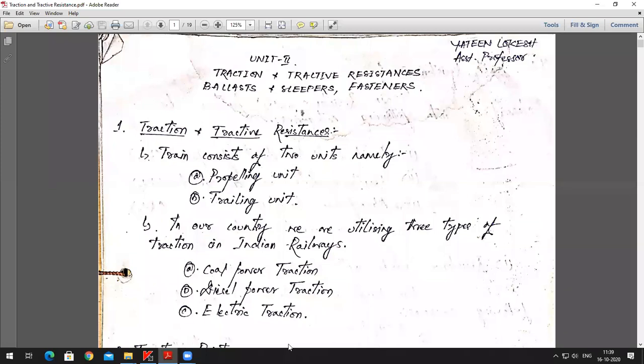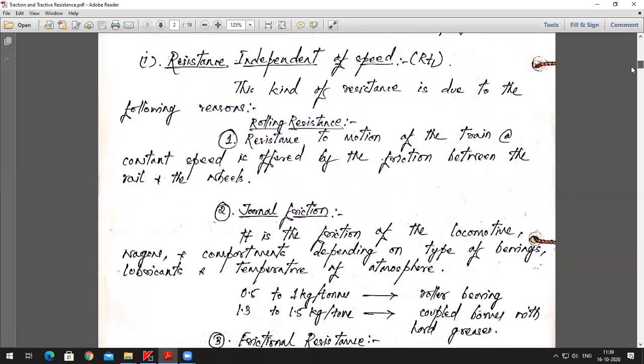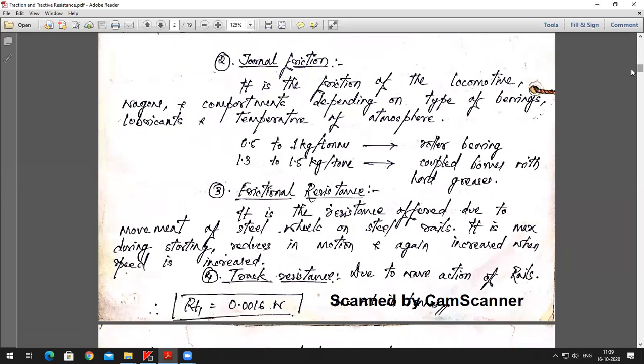Okay, so am I audible to all you guys? Yes, sir. Fine. So everyone, please write your registration number and name in caps in the chat box.